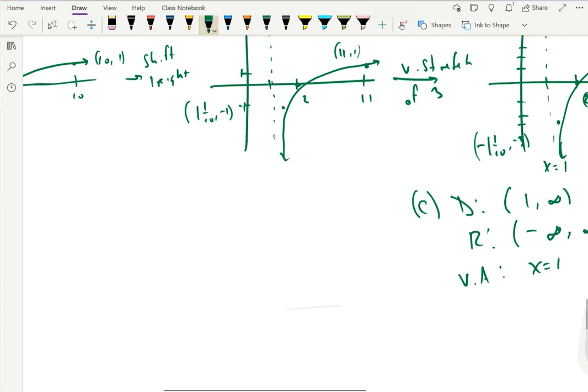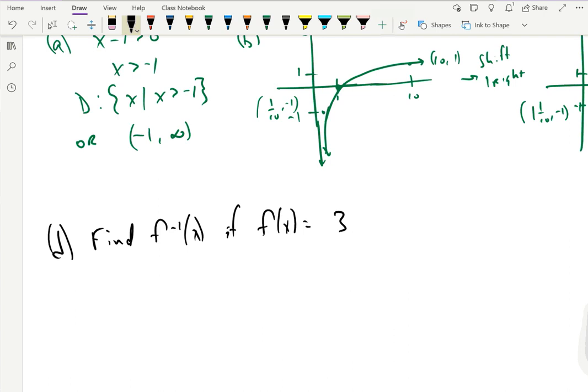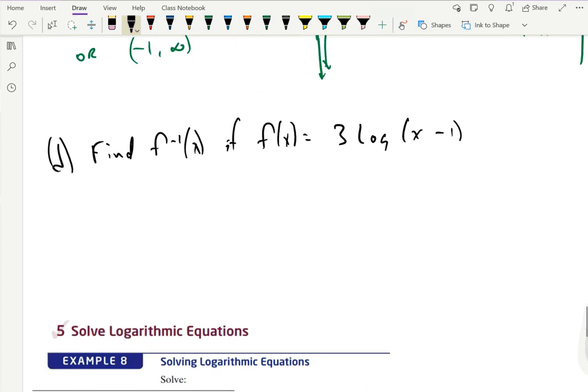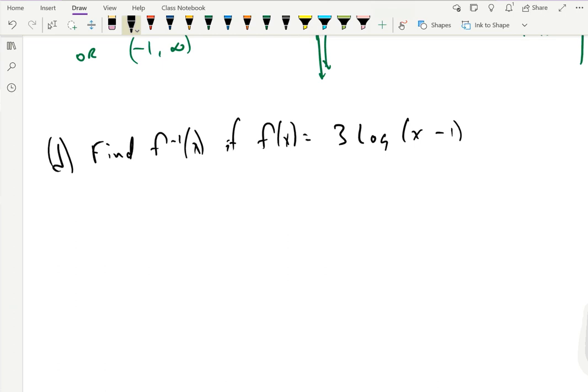Now let's go ahead and find the inverse. So that is letter D. Find f inverse of x. Let's go ahead and write this back down. If f of x was 3 times log of x minus 1. So again, our steps in this: go ahead and rewrite the f of x as y. So we've got y equals 3 times log of x minus 1.